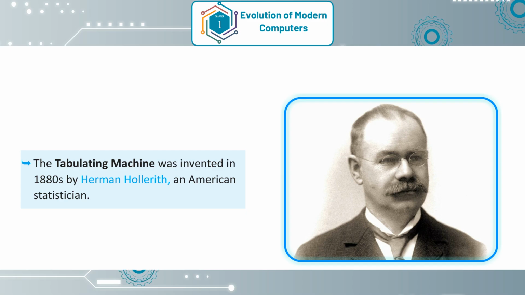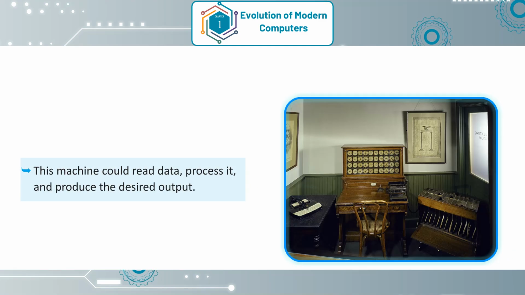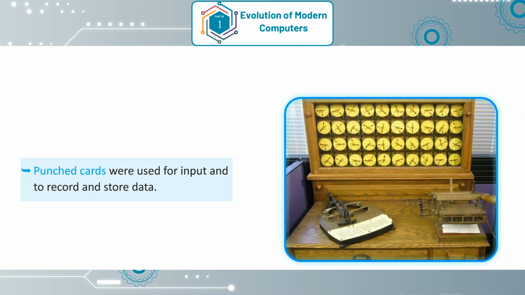Tabulating machine. The tabulating machine was invented in the 1880s by Herman Hollerith, an American statistician. This machine could read data, process it, and produce the desired output. Punched cards were used for input and to record and store data.